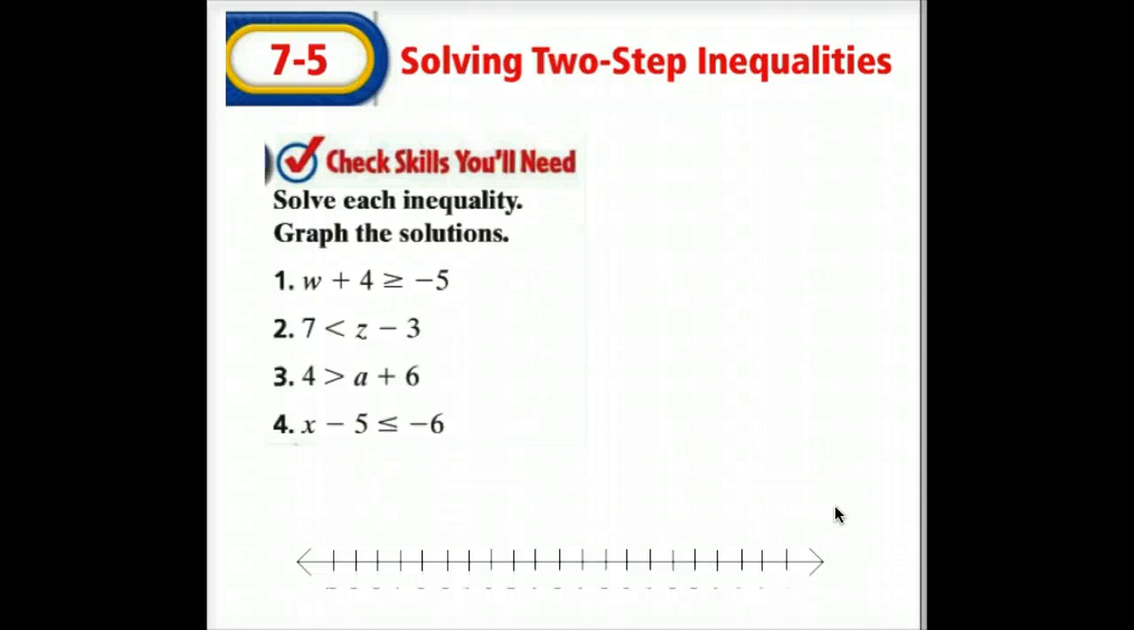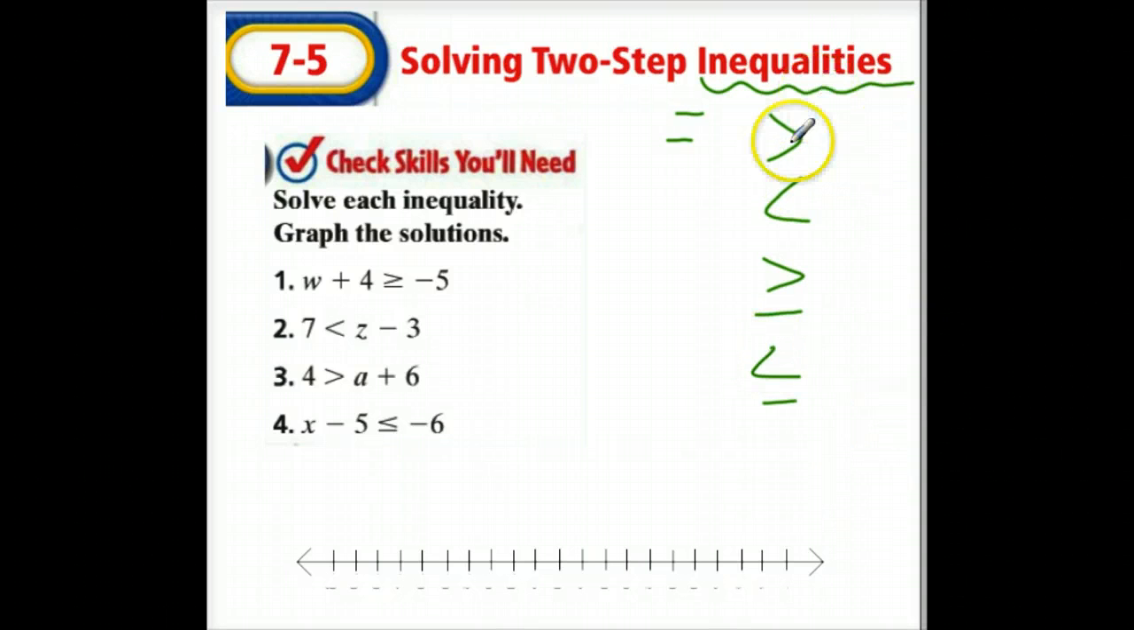Lesson 7-5, solving two-step inequalities. So we're going away from our equations, which have an equal sign, and this time we're talking about inequalities, which we have also learned before. That's our less than, greater than, less than or equal to, greater than or equal to inequalities. So we have learned how to do a one-step inequality, which are listed below.